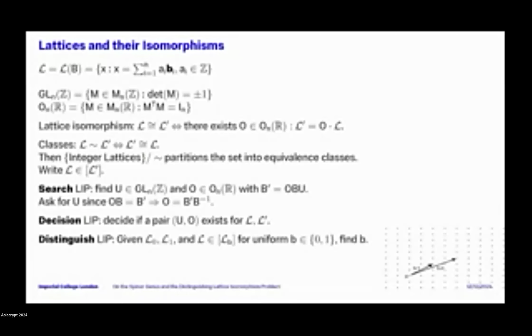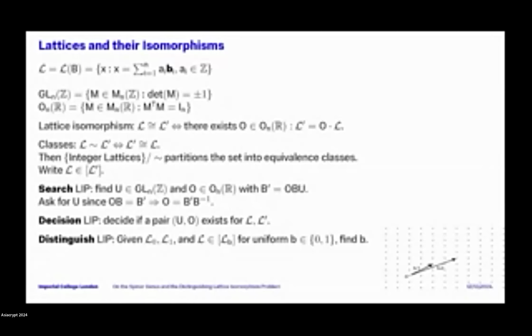Using this, we can define our lattice isomorphism problems. There's a search problem, which is to find a unimodular matrix U and an orthogonal matrix O that connect the bases of L and L' as B' equals O B times U. And we ask for this U because otherwise the problem becomes tractable.